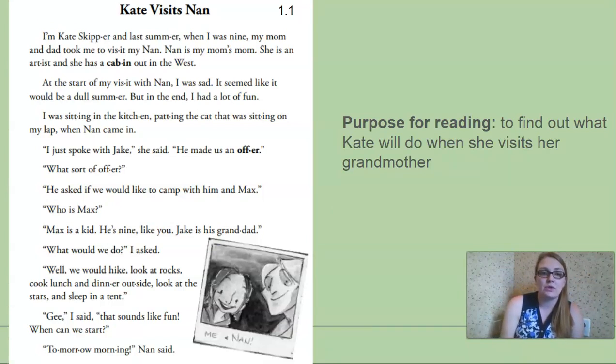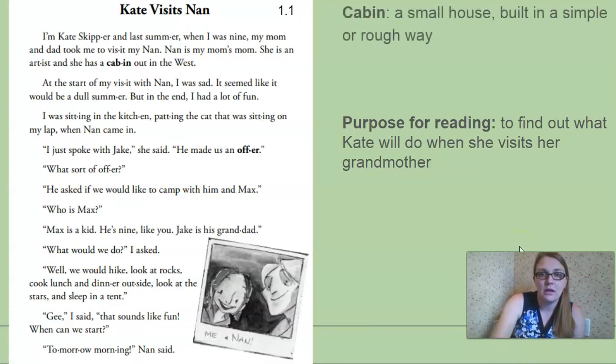And this is the story we're going to read. The two vocabulary words that they have highlighted in this story, which are in bold letters, first is cabin. A cabin is a small house built in a simple or rough way. If you go camping or maybe you visit someone, they might have a cabin.